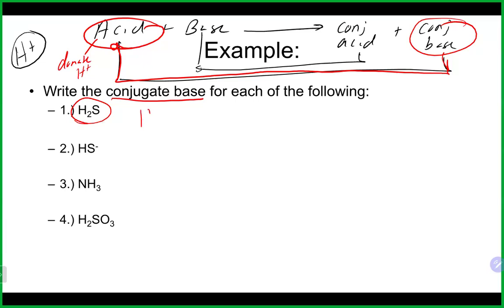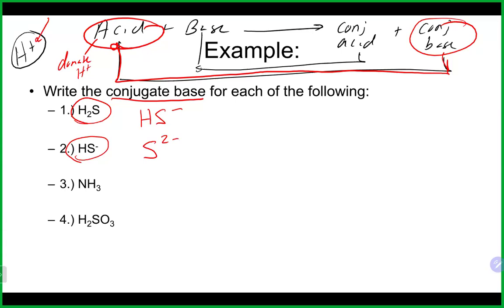That leaves me, in this case, an H and an S. It was neutral to begin with, and as we've been talking about, the plus is also important here. When I lose a positive, I become one more negative. So I went from neutral to -1, and the conjugate base here would be HS minus. Now, if we're starting with HS minus in the second one, again we're going to remove the H. That leaves me an S. I started at -1 and I lost a positive, so I become one more negative. I go from -1 to -2.